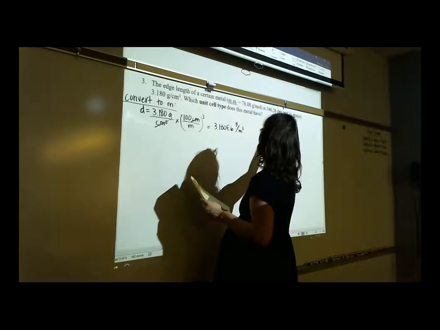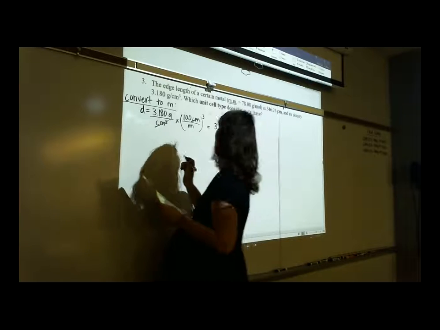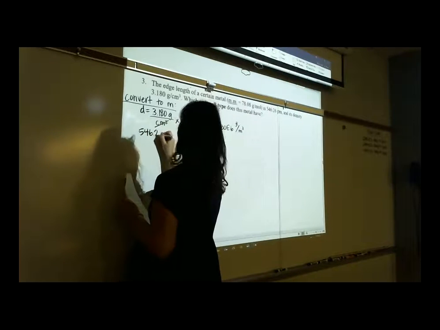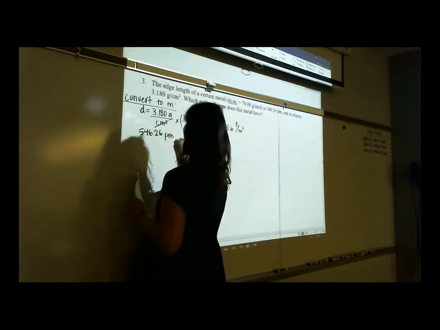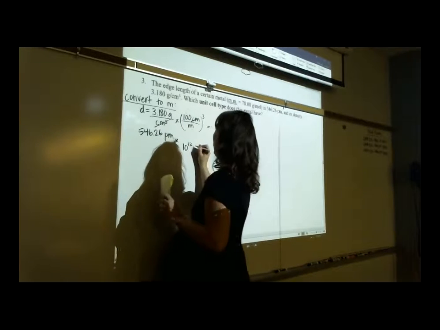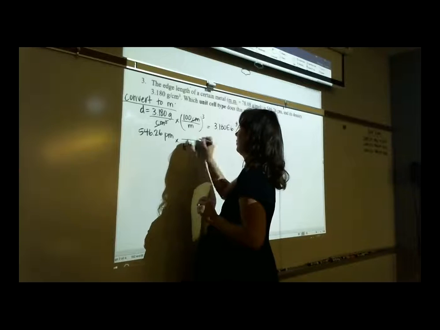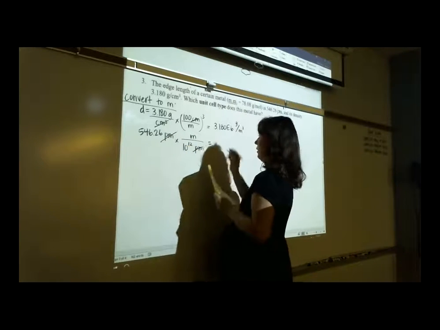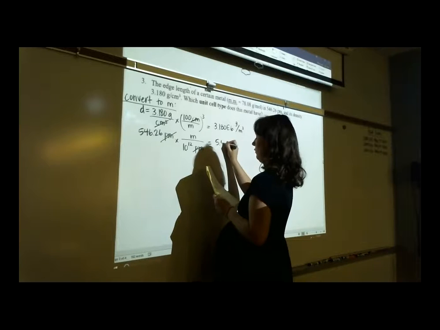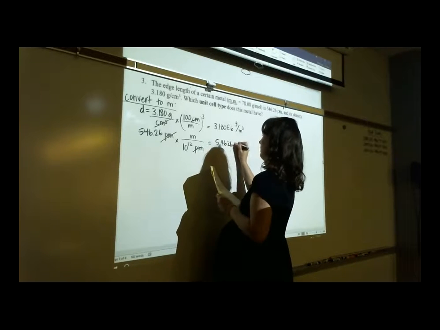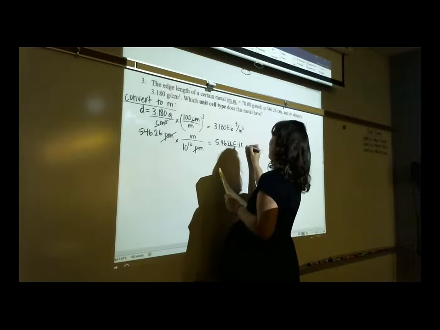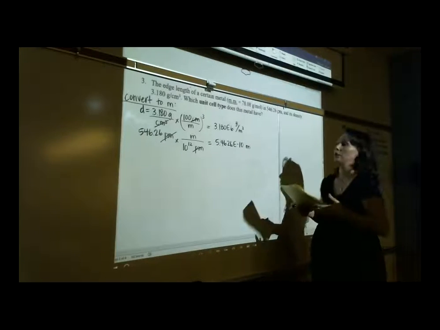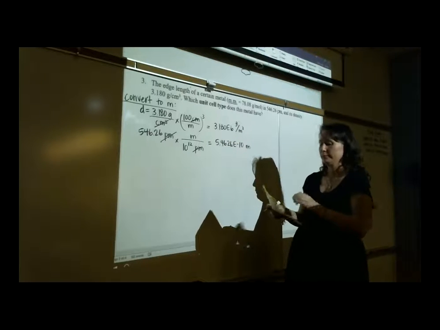And let's also go ahead and convert our picometers to meters, right? 546.26 picometers. There are 10 to the 12th picometers per meter. So that gives me 5.4626 times 10 to the negative 10th meters. So again, you could have converted everybody to a different unit, just make sure that you're consistent.